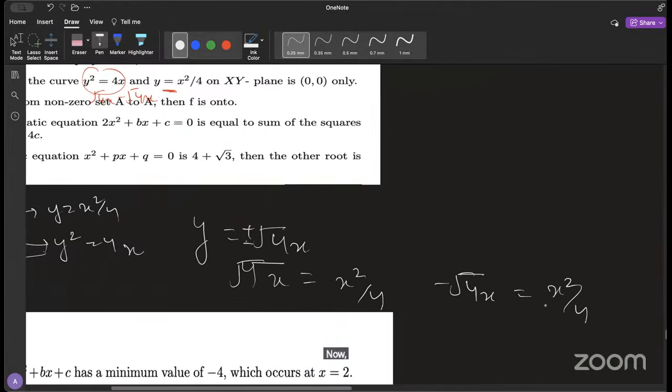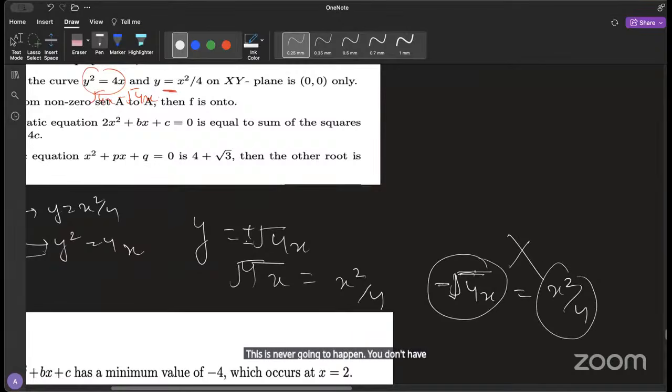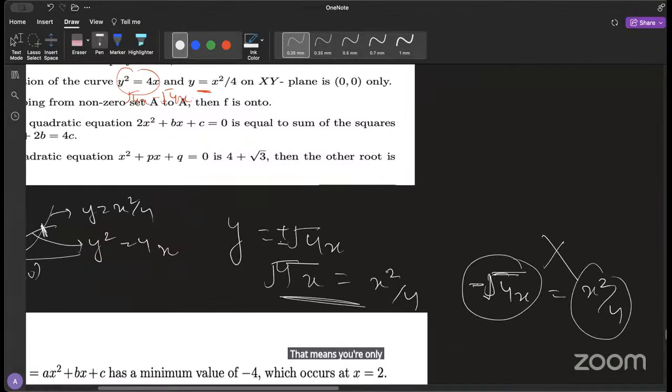Now, if you look at this, we know that square roots are positive. So this value is always negative and this value is always positive. This is never going to happen. You don't have to find the root of this one. That means you're only left with this. Find the roots of this.